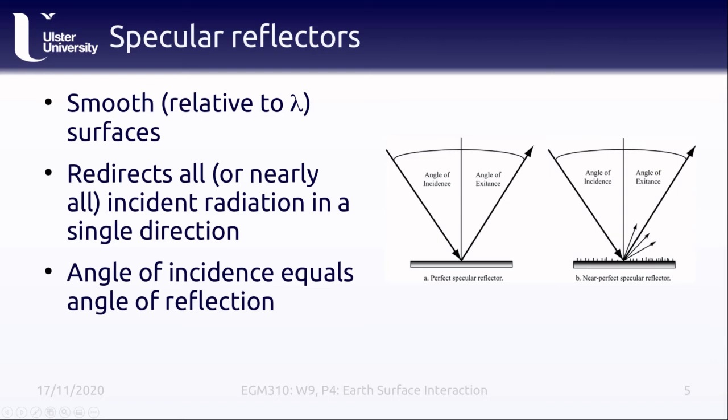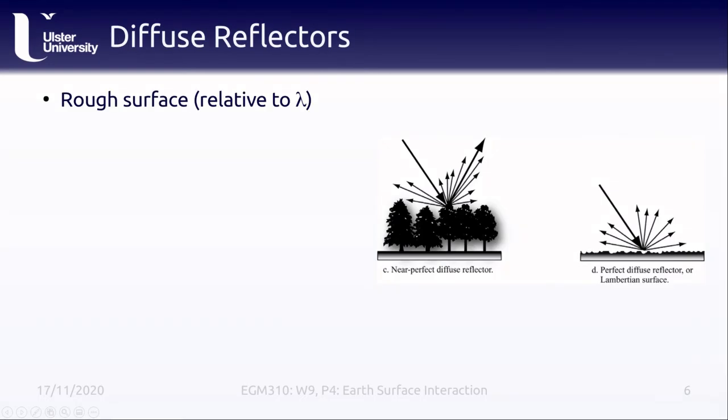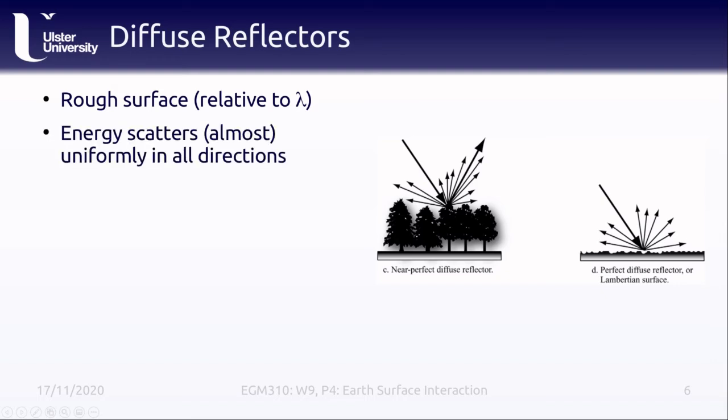Diffuse reflectors are surfaces that are rough relative to the wavelength of the electromagnetic radiation. In the case of a perfect diffuse reflector, known as a Lambertian surface, the incident radiation is scattered uniformly in all directions. Similar to non-perfect specular reflectors, non-perfect diffuse reflectors have some preferential scattering at an angle equal to the angle of incidence, but more of the radiation is scattered from the surface.